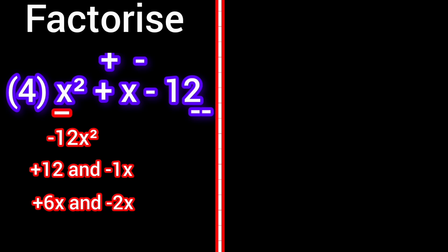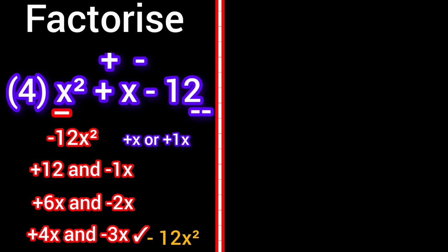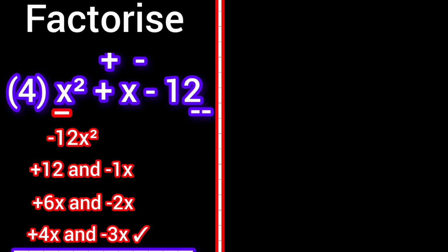Let's go with what? 4x plus 4x and minus 3x. Plus 4x times minus 3x will give us minus 12x squared. And 4x minus 3x is going to give us what? Plus 1x. So the good numbers to use are plus 4x and minus 3x.